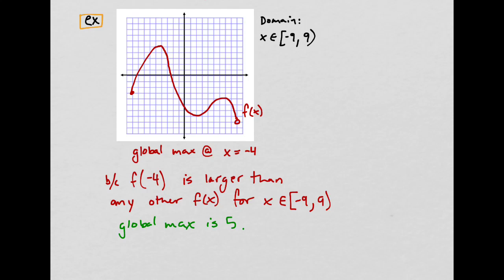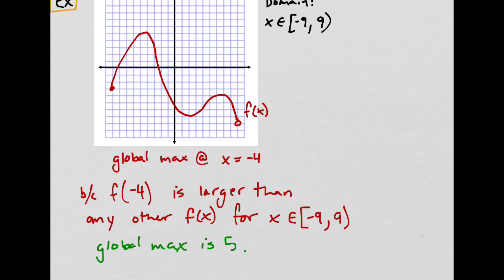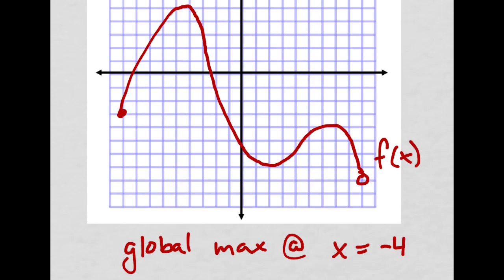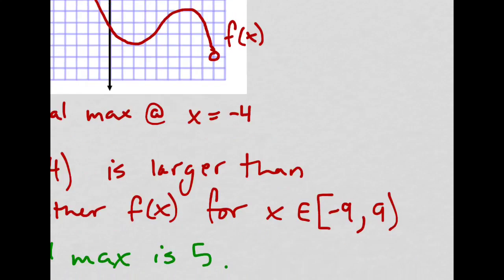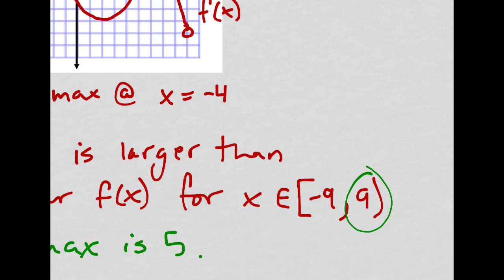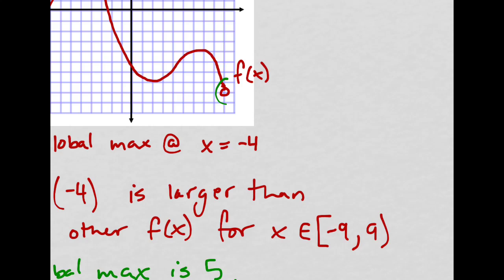Now, if we're looking for a global minimum, global minimums could be endpoints, but in this picture there is no global minimum because the lowest point on the graph is just before you get to 9. But we're including everything right before 9. We don't actually ever get to 9. So this gets as close as you can to 9, but never reaches it.